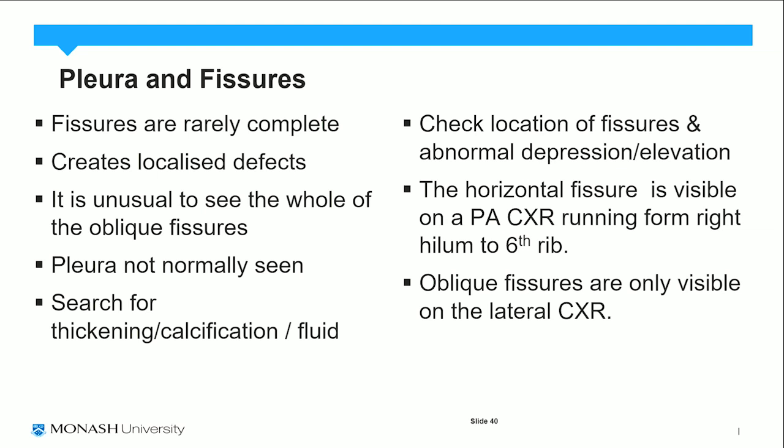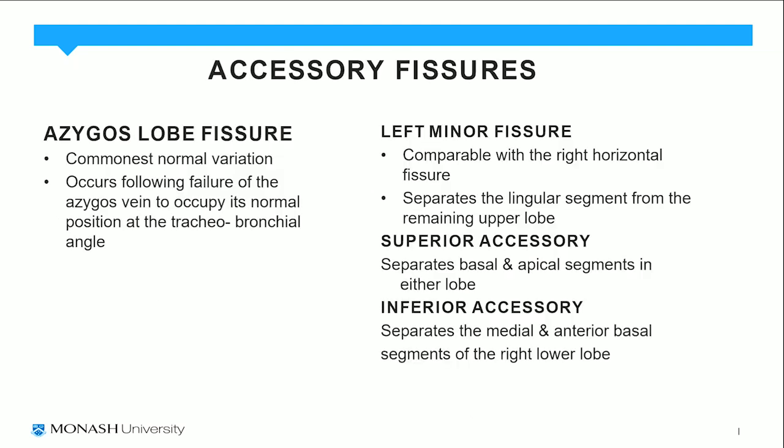The horizontal fissure, which is visible on a PA chest X-ray, runs from the right hilum to the 6th rib, and oblique fissures are only visible on the lateral chest X-ray.